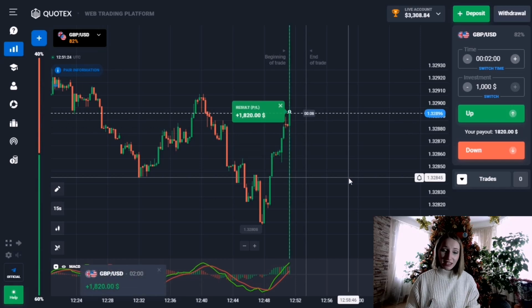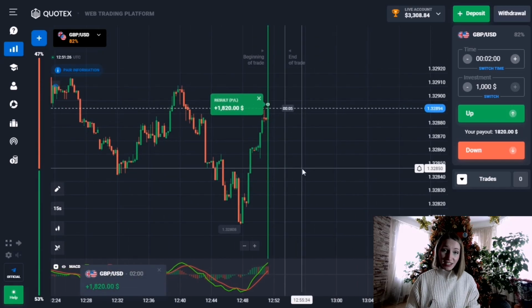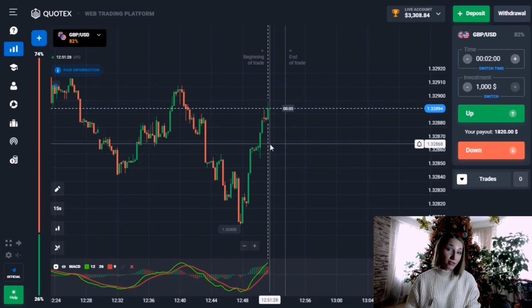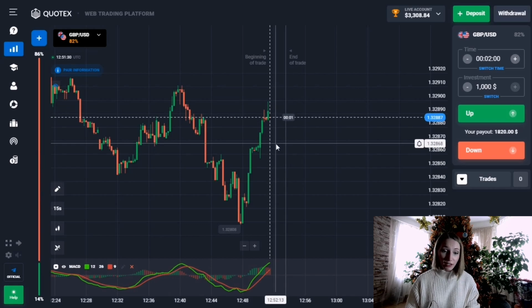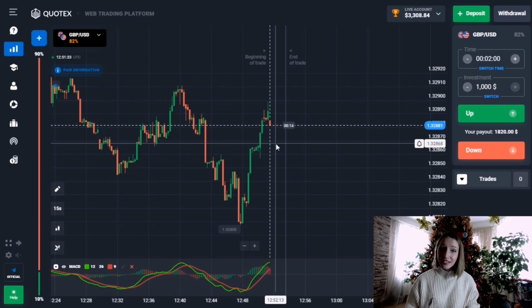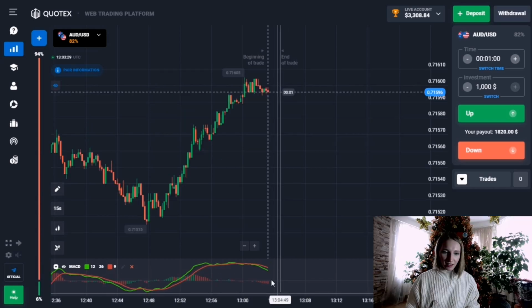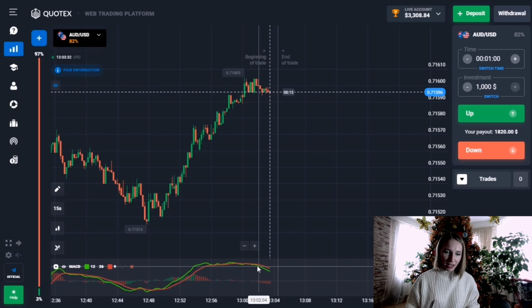Well guys, it's not bad. The price continued its moving up and we're getting our profit. The indicator showed us a good entry point, so the volumes for increase really went higher. So guys, let's continue. In this situation, the indicator is showing us that there are volumes for down.